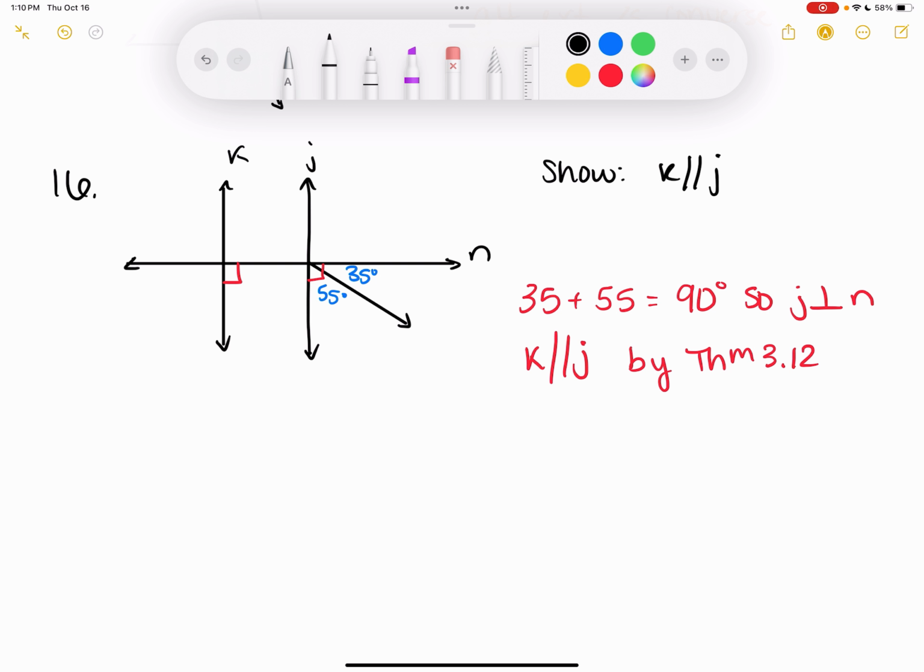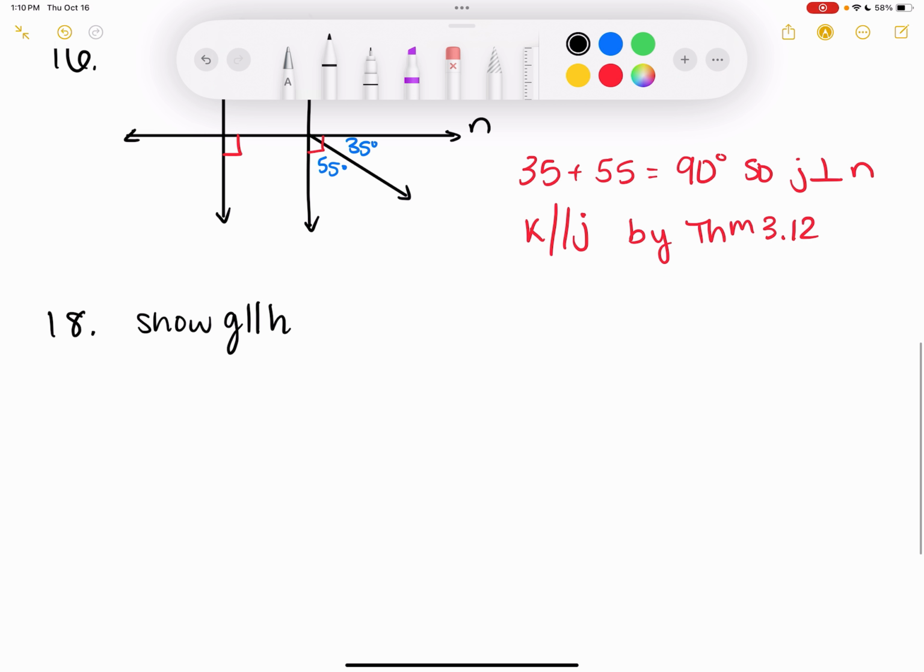All right, 18. Explain how you would show that G is parallel to H. So again, we have a picture. As a reminder, you should be drawing the pictures when you do your homework. So this one's going to be a little bit more involved than the previous ones. We're essentially doing the same kind of thing. It's just X is in here now instead.